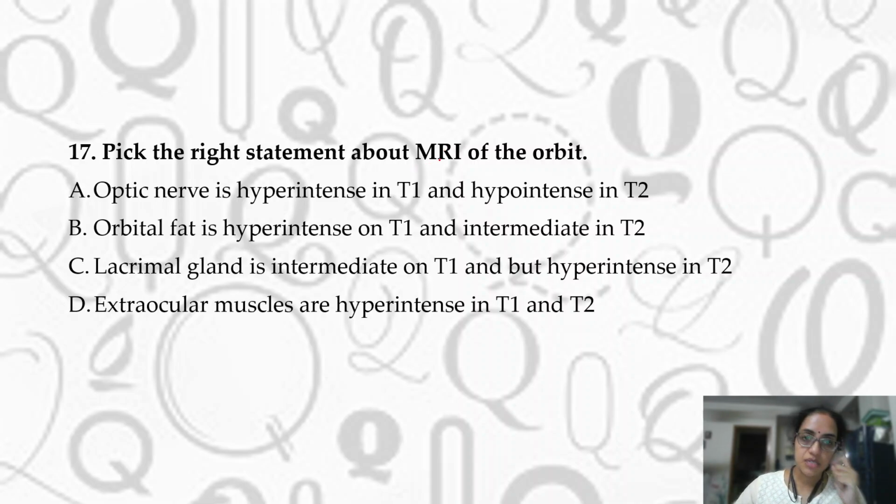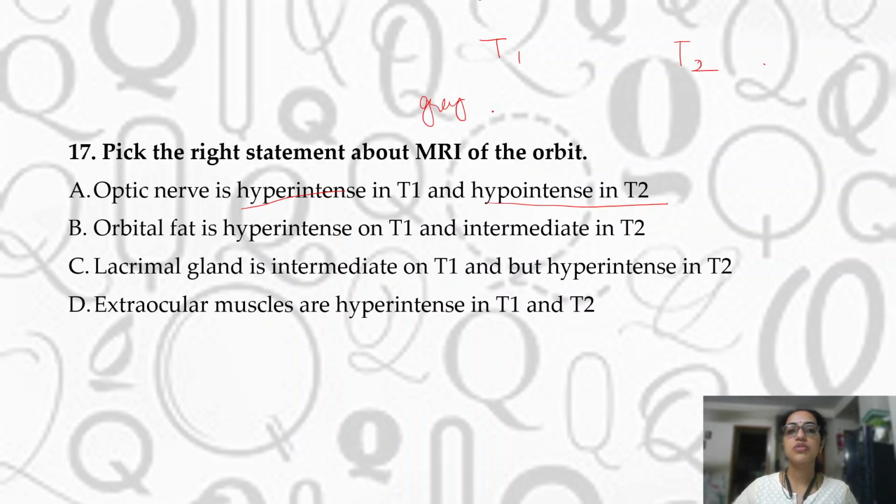Pick the right statement about MRI of the orbit. So this T1, T2 is very confusing. Let's understand that T1 is to study the normal physiology and normal anatomy. T2 is to study disease states. So whatever contains lot of water will become hyper intense on T2. Okay. So optic nerve, it's an extension of the brain. It is hyper intense in T1 and hypo intense in T2. So because it is an extension of brain, it behaves like gray matter.